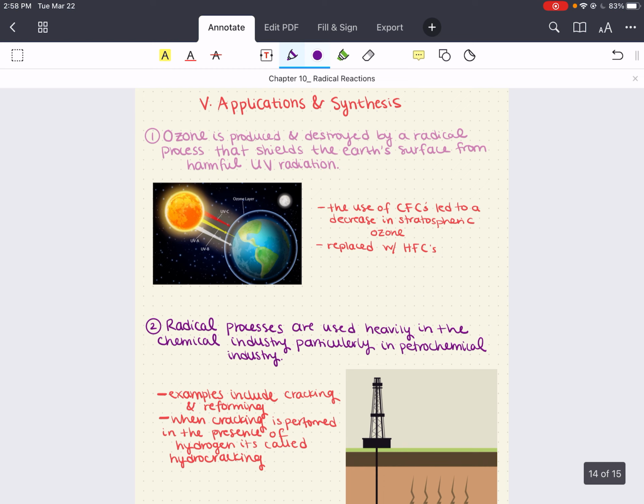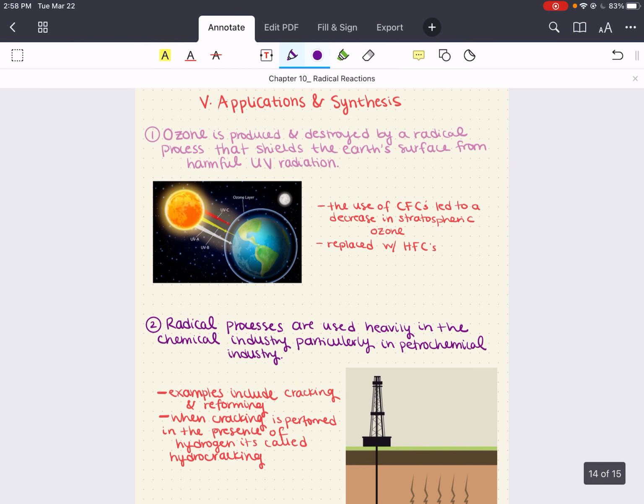But to end this chapter, we want to talk about radical processes in the real world. One of the most prominent examples is the ozone. Ozone is produced and destroyed by radical processes that shield the Earth's surface from harmful UV radiation from the sun. The use of things like chlorofluorocarbons in things like refrigerators ultimately had such a negative effect on the ozone that they had to be replaced with HFCs.